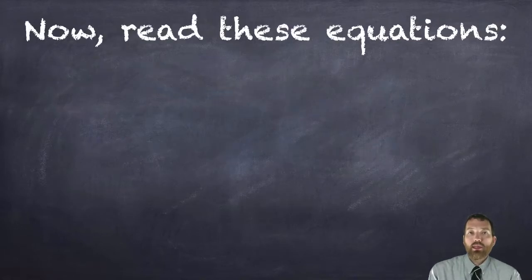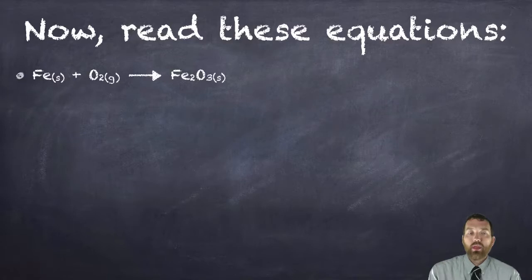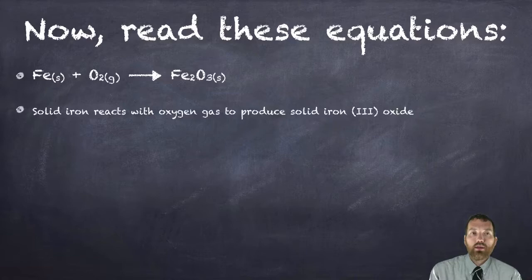Okay, let's now try to go in the other direction. So if you're given a skeleton equation, you should be able to read it out loud. So here is FeS plus O2G arrow Fe2O3S. So all you need to do is do this, one compound or element at a time, and go left to right, and don't forget to say whether it's a solid or a gas. So this would be solid iron reacts with oxygen gas to produce solid iron 3 oxide.